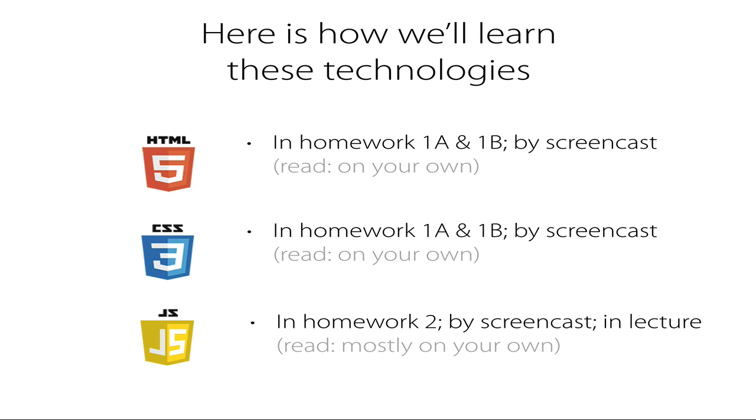So here's how we'll learn these things for this class, Management 656, at the Yale School of Management in spring of 2015. HTML5, or HTML, we're going to learn in homeworks 1A and 1B, and by screencast. You're going to read some stuff, that is to say, you're going to learn this on your own. CSS, we're going to learn in homeworks 1A and 1B, and by screencast, that is, you're going to learn it on your own. And JavaScript, we're going to learn in homework 2, and by screencast, and a little bit in lecture. So we're going to help you out a little bit more with that one.